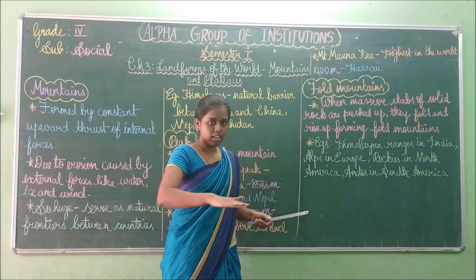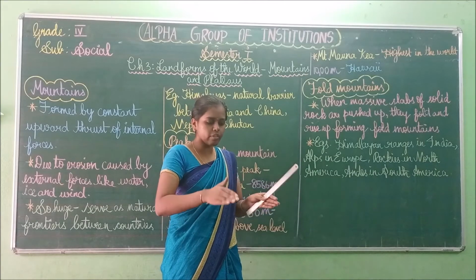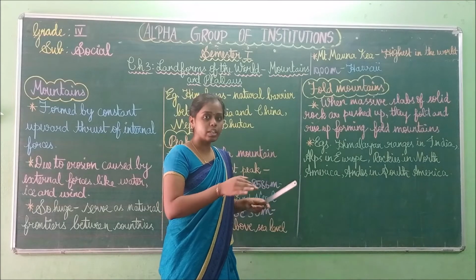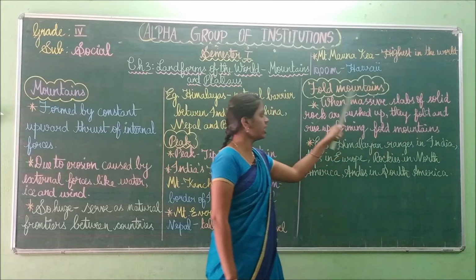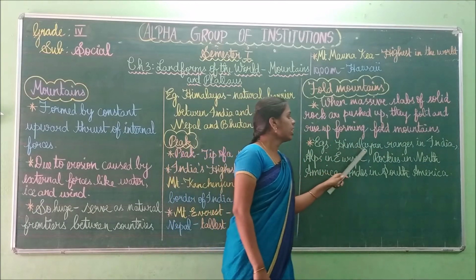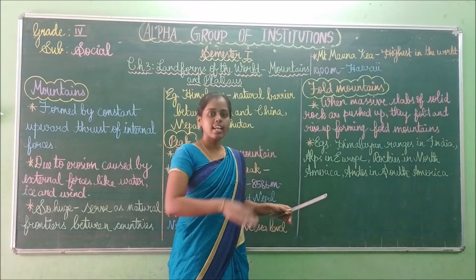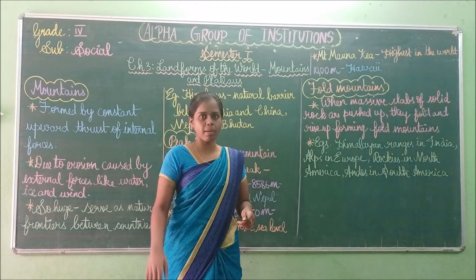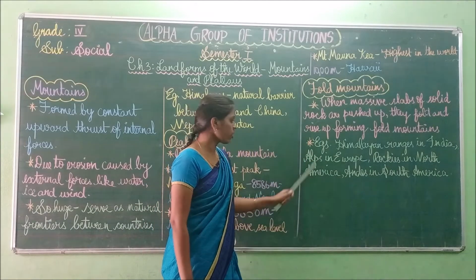So it will be flat. If one part of the rock is pushed up, it will become like this, like a fold. Because of this fold, it is called fold mountains. For example, the Himalayan ranges in India. There are many folds in the Himalayan ranges, so it is one example of fold mountains.